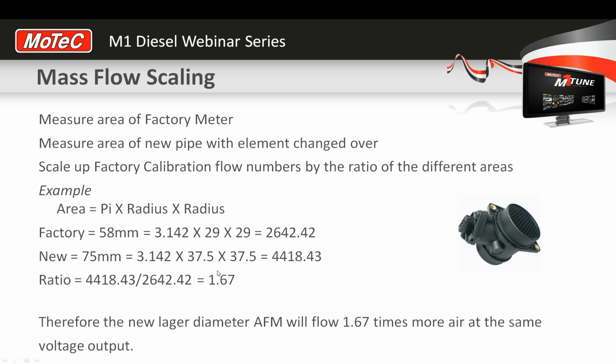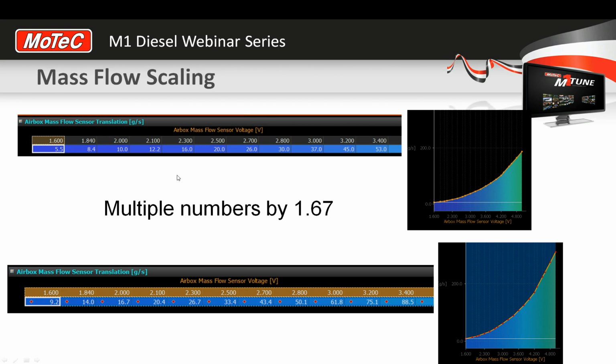We then take that number of 1.67 times more air, and how do we put that in our calibration? Our next page will show you that. So here's our mass flow scaling. Now I'll just quickly go back to how you might derive this even on the factory airflow meter if you haven't got a good calibration from us, or a known calibration for the airflow meter you're doing.